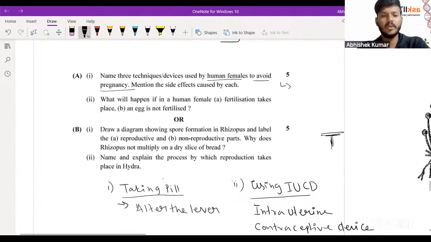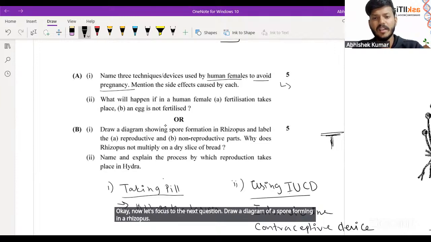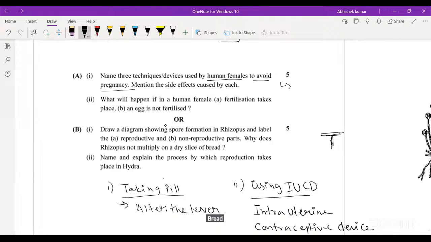Okay, now let's focus on the next question. Draw a diagram of spore formation in Rhizopus. What is the common name of Rhizopus? Bread mold. Bread mold.